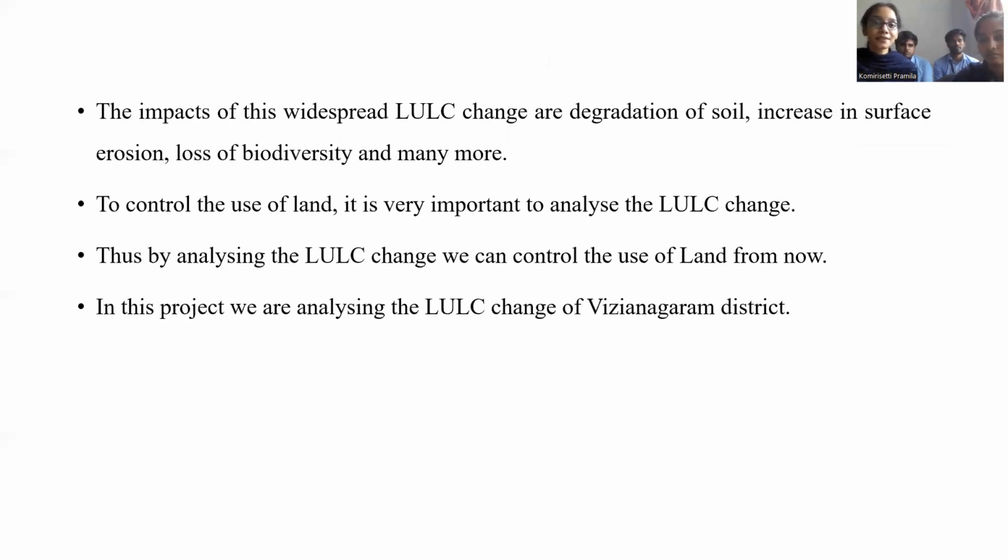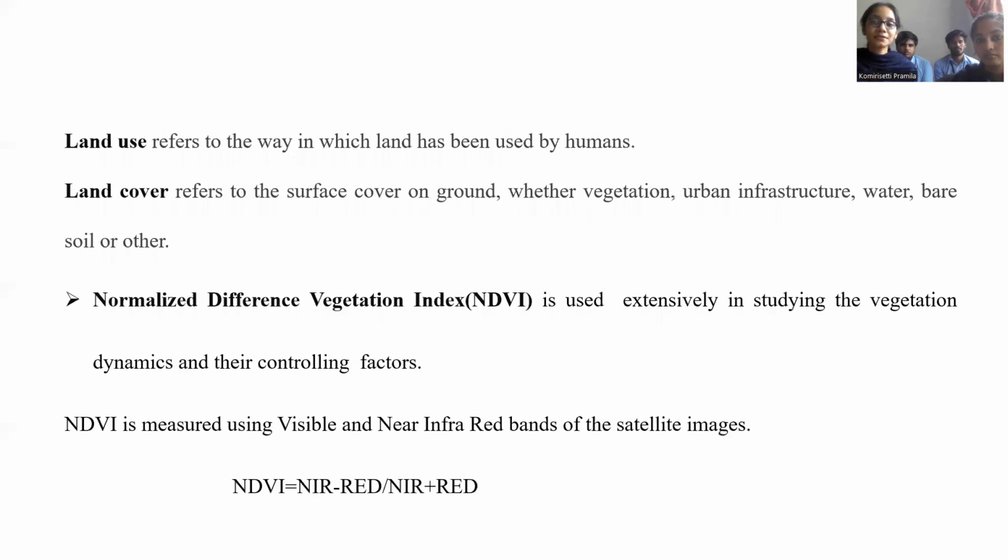Here, due to the widespread LULC change, there are some negative impacts like degradation of soil, increasing surface erosion, loss of. In LULC, the land use refers to the way in which the land is being used, and land cover refers to the surface cover on the ground. That means it describes the features of the ground, whether it is a ground with huge vegetation or it is an urban land or barren land, etc.